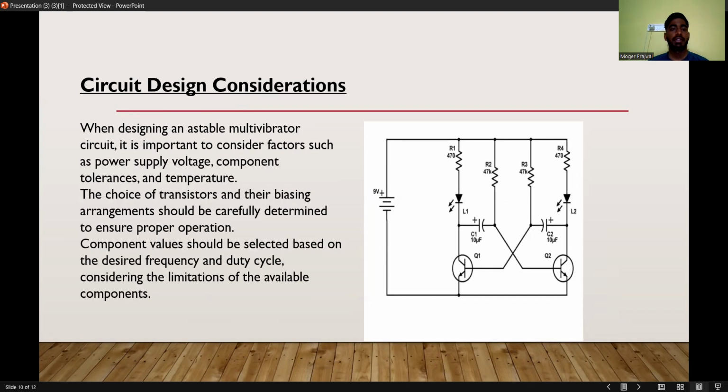Circuit design considerations. When designing an astable multivibrator circuit, it is important to consider factors such as power supply, voltage, components, and temperature. The choice of transistors and their biasing arrangement should be carefully determined to ensure proper operation. Component values should be selected based on the desired frequency and duty cycle, considering the limitations of the components.